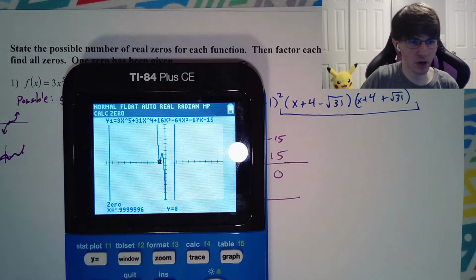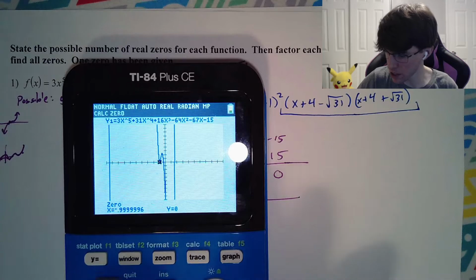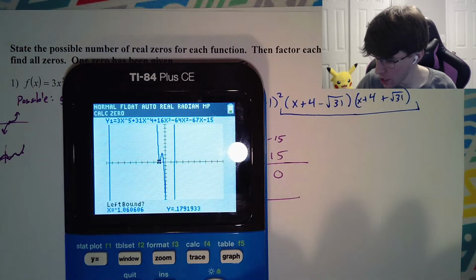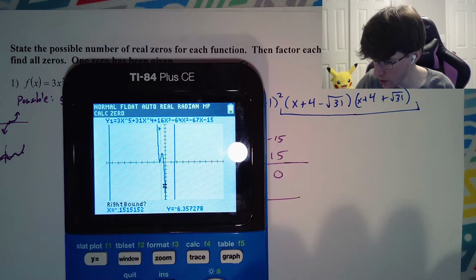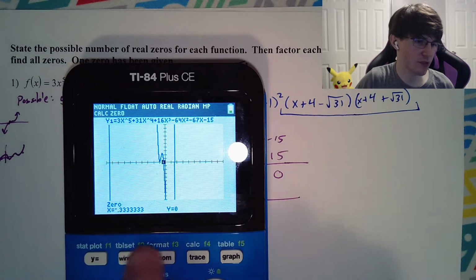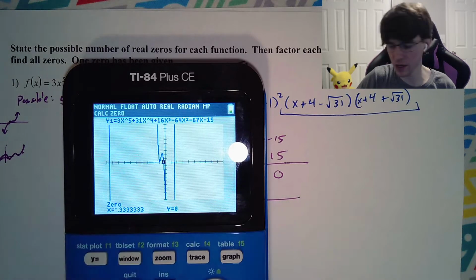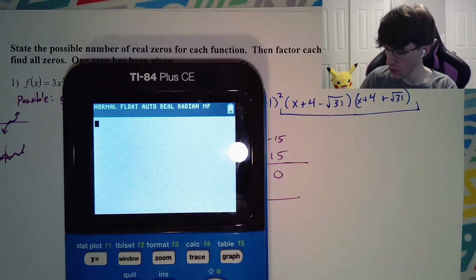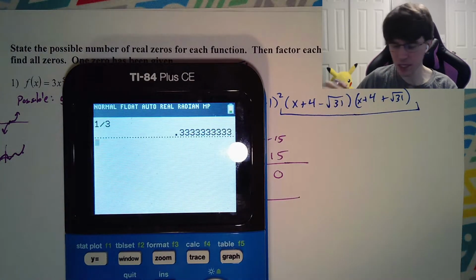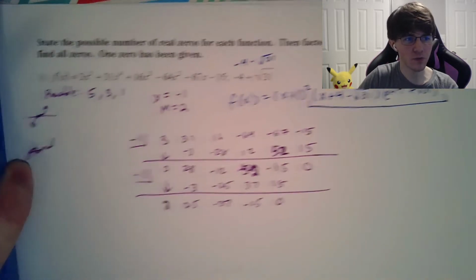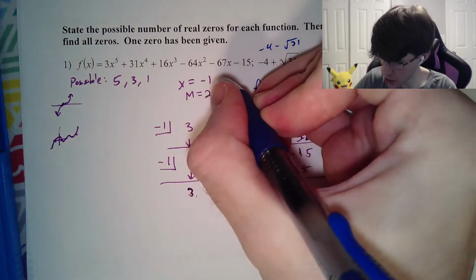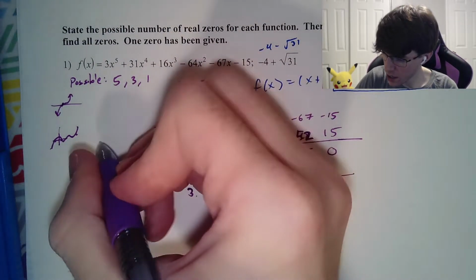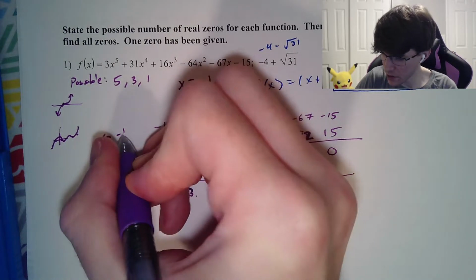So the math know-how here is getting to the other zero. We're going to hit second calculate, zero. It says left bound again, but now I'm going to find this one over here, on the line. It's -0.333. If you have your math know-how, you should know that 1 divided by 3 is 0.333. So another solution here is x equals -1/3.